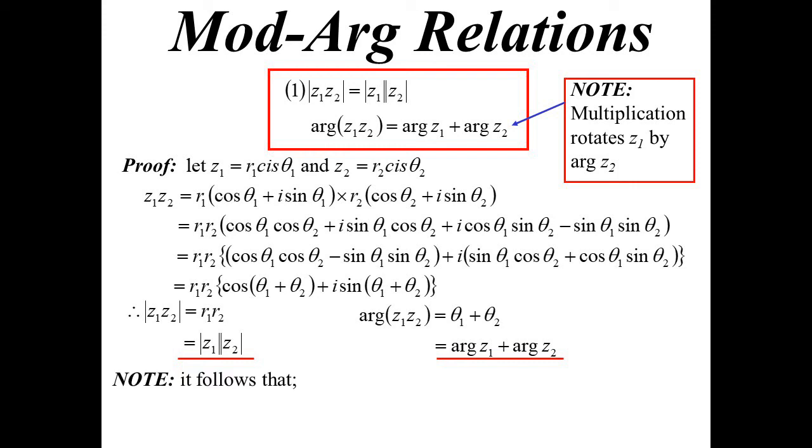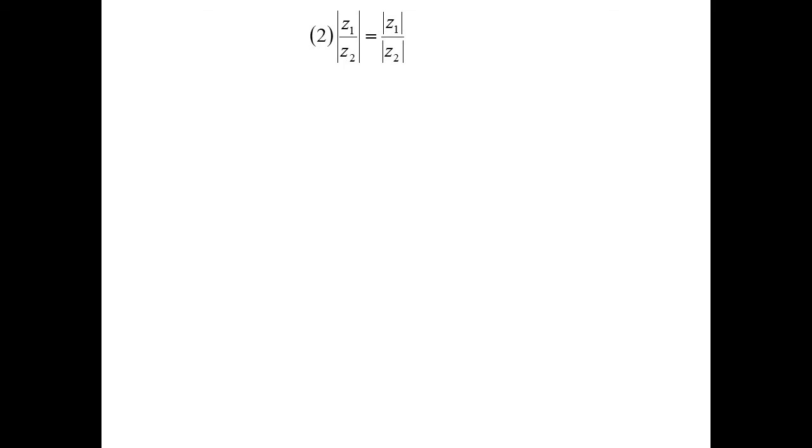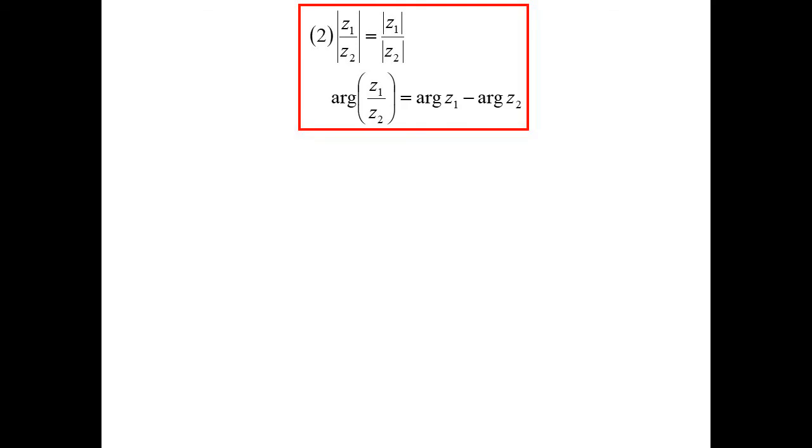It logically follows then, if you have several multiplied together, to find the modulus of the new number, you could find the modulus of each individual one and just multiply that all together. If you want to find the argument of the new number, you'd be adding the arguments of all the individual complex numbers together. Division, a similar thing happens. I'm not going to prove this one. But for the modulus, we can divide first, then find the modulus, or the other way around. The argument will end up subtracting. So again, very much like logarithms.